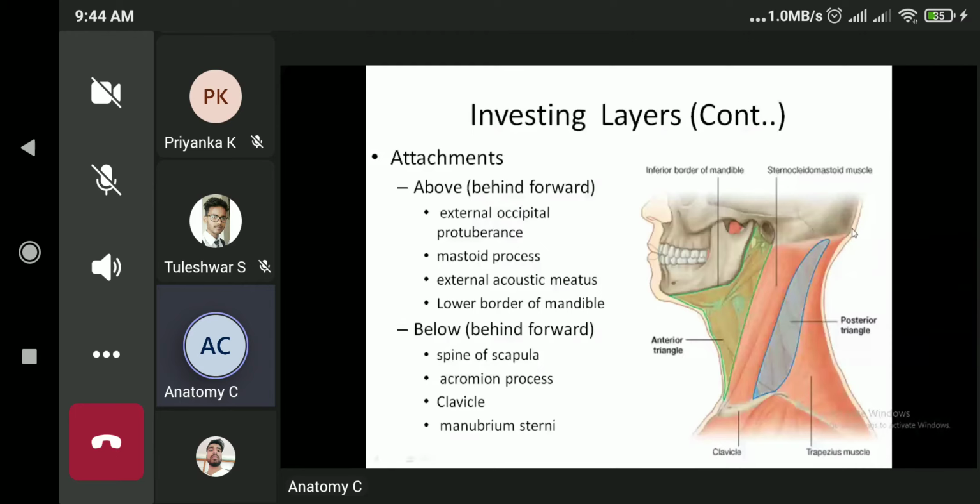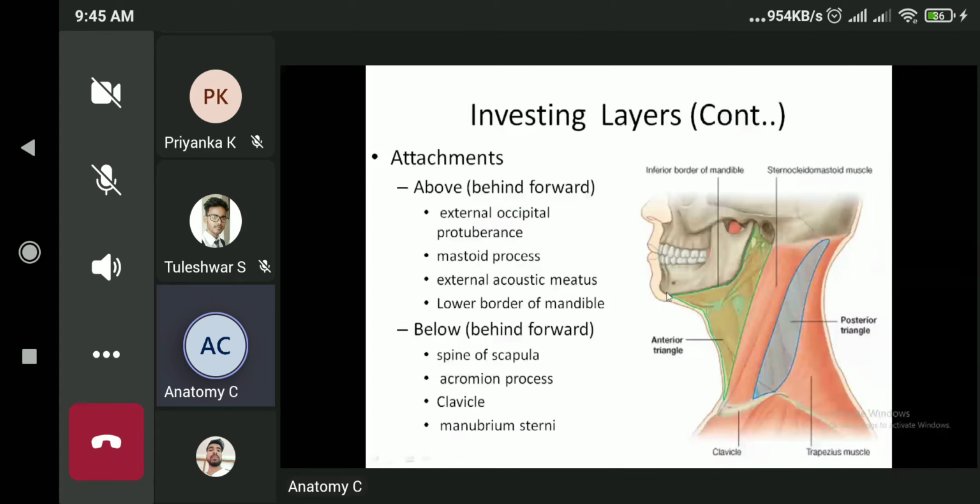If you remember the bone, from the external occipital protuberance on either side, a bony line extends, known as the superior nuchal line. External occipital protuberance, superior nuchal line, then mastoid process, and then partly the cartilaginous part of the external acoustic meatus, then the base of the mandible, and from there to the symphysis menti. This is the superior attachment of the investing layer. Once again, I repeat: external occipital protuberance, superior nuchal line, mastoid process, external acoustic meatus, base of mandible, and symphysis menti are the superior attachment of the investing layer.